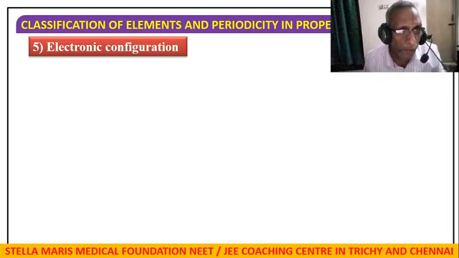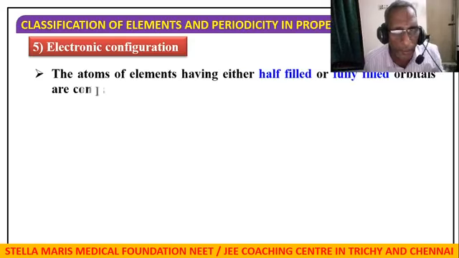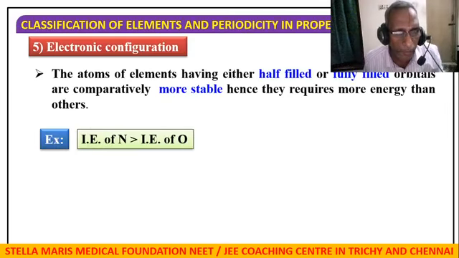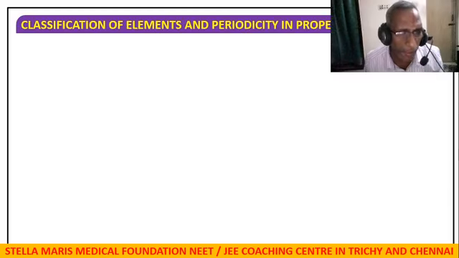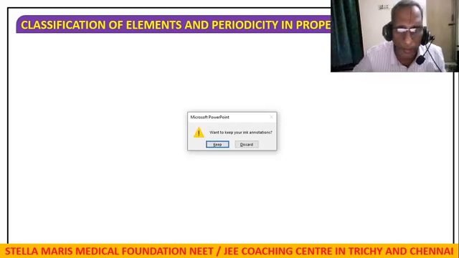Lastly, half filled and completely filled configurations will have extra stability. So it is very difficult to remove an electron from those. Nitrogen, atomic number 7, 7 electrons. If you write the electronic configuration, 1s2, 2s2, 2p3. P orbital maximum capacity is 6, but it has only 3 electrons, half filled. So it has greater stability. All these we have seen last class.